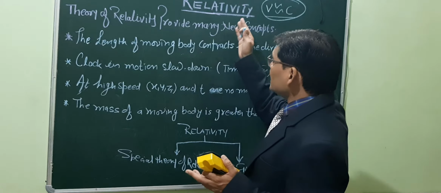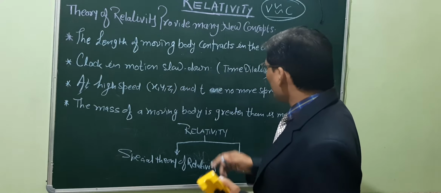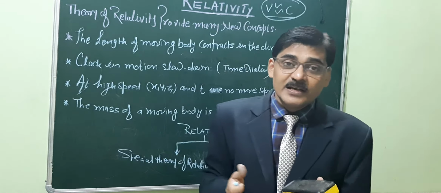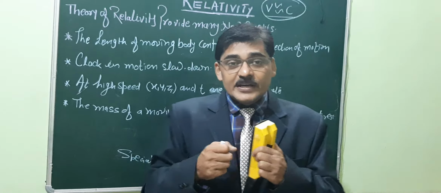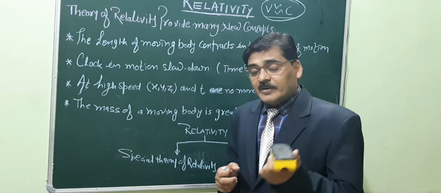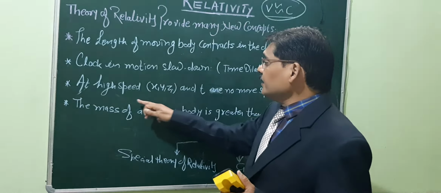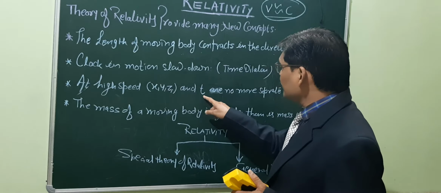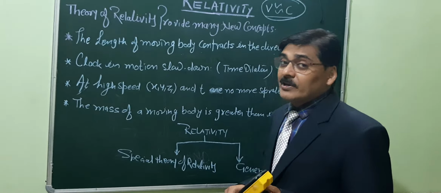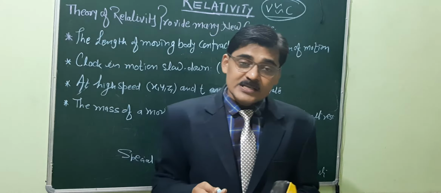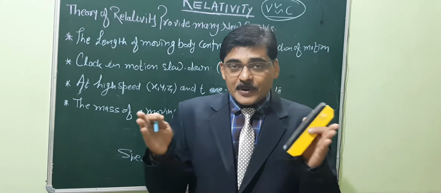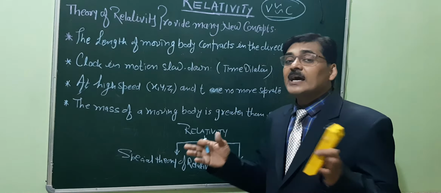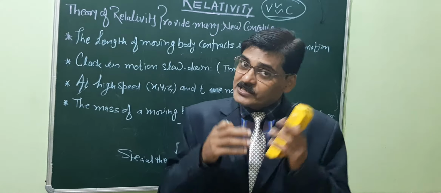The second assumption of relativity is that a clock in motion slows down. It means time will be dilated, which is also very surprising. Time will be dilated means time may move in increasing order, which is also seemingly impossible, but we will try to find out the factor. The third one is that at high speed, space means XYZ and time are no more separate. We already discussed in 12th class or lower classes that space and time are separate variables. But here we are going to discuss that space and time are no more separate, they are merged into one another. This is the new concept.